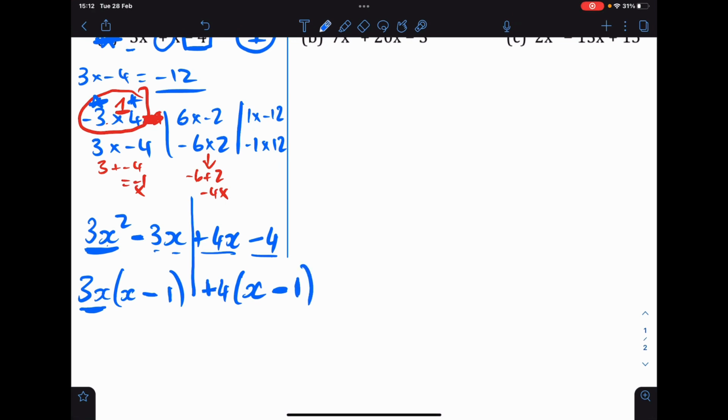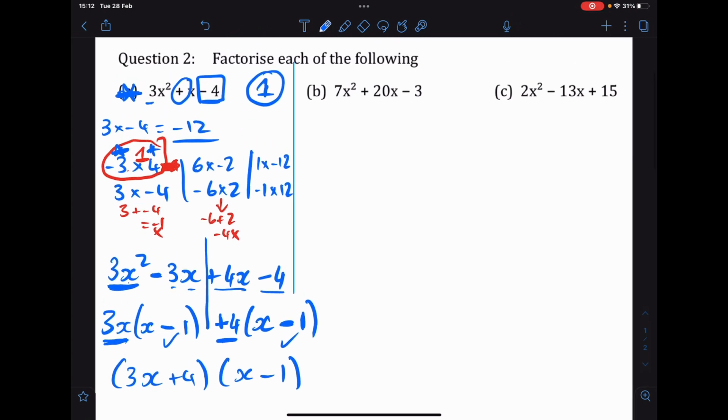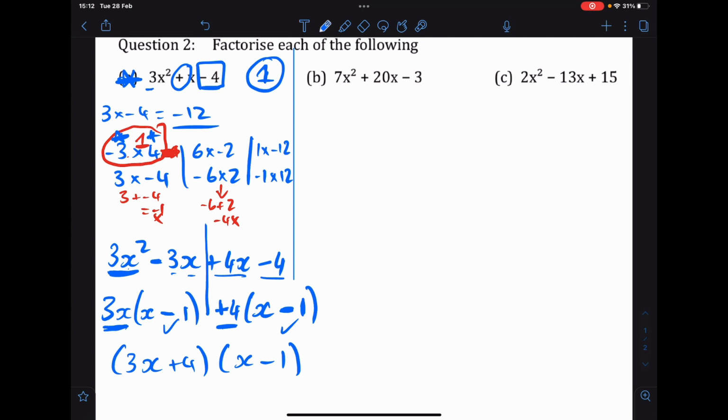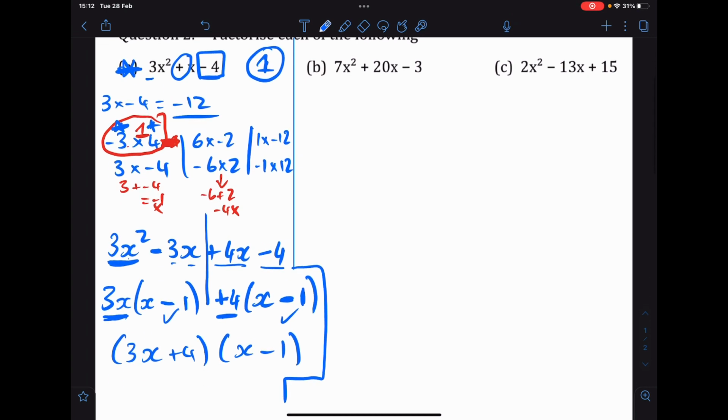Okay, now your last step, you just need to put these two terms together. So that's your first bracket, 3x plus 4. And then you're going to notice these two brackets are the same. That's going to be your other bracket. Okay? So quite a lot of things to do, but once you get the hang of it, it's quite an easy topic where you can pick up 3 or 4 marks. So let's try another example.